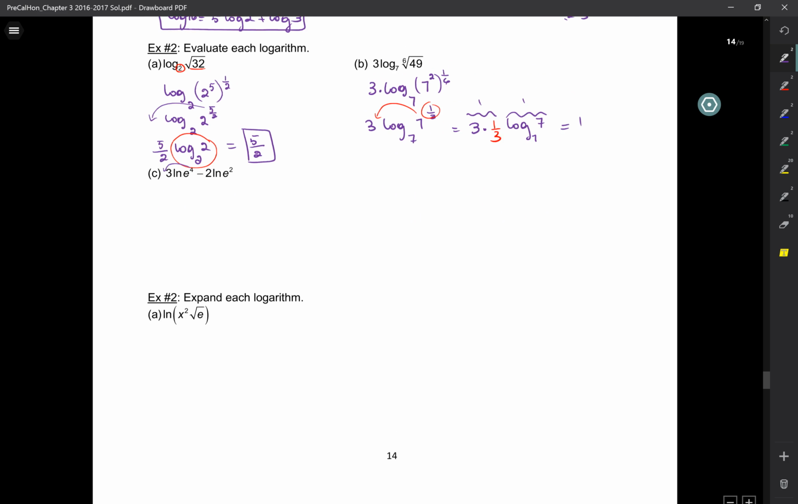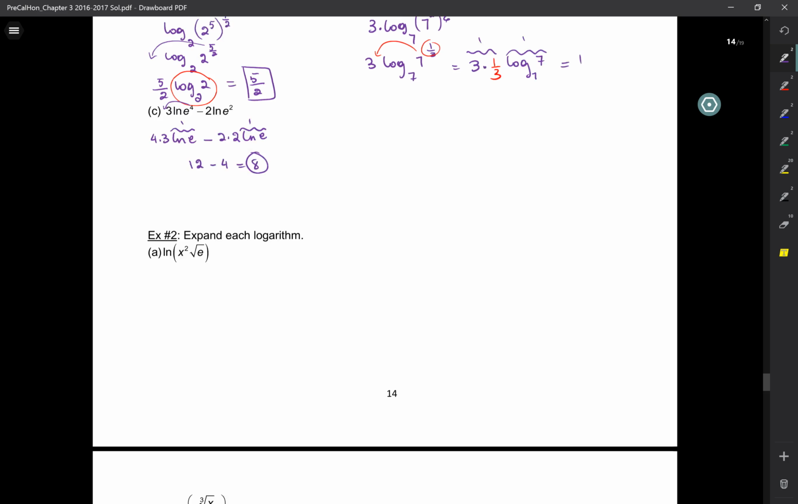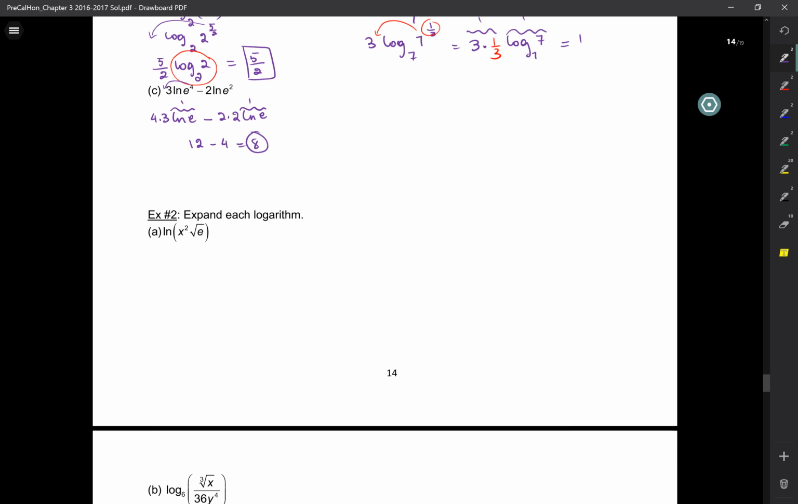All right, here's another one. The 4 here will come down. So it's 4 times 3 ln of e minus 2 times 2 ln of e. And we've already discussed the fact that ln of e is just 1. So here we have 4 times 3, 12, minus 4, that's just equal to 8. This shows up a lot in Precalc, in AP Calc, in your SATs and so on.